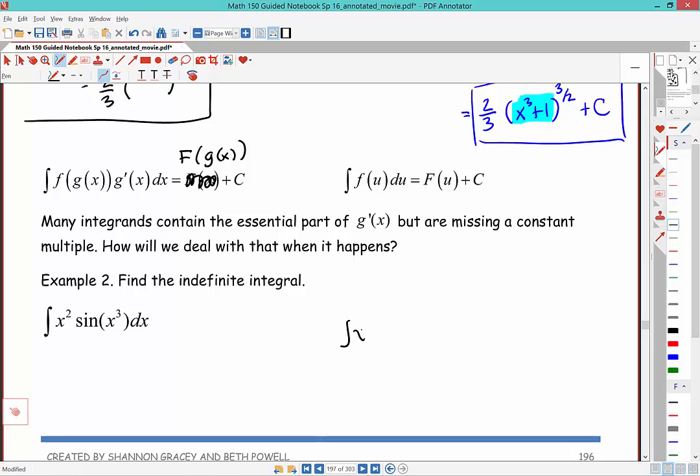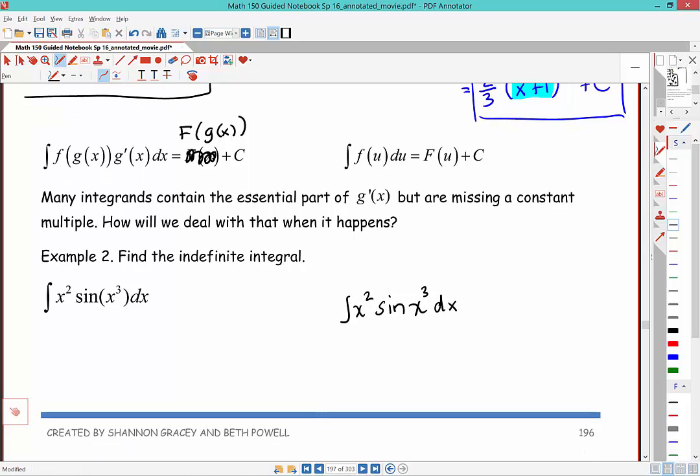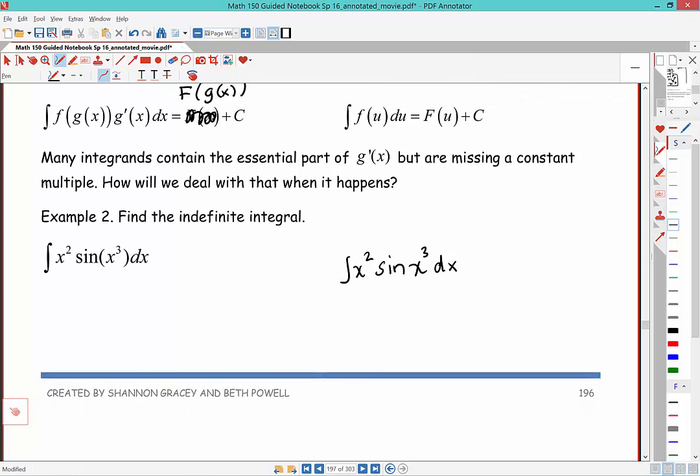What do we have? x squared times sine at x cubed. Now remember, when the power is to the right of the angle, that means the angle is being raised to that power. When it's in the middle on a trig function, it means the whole function is being raised to that power. So for these guys, okay, let's see what we got.